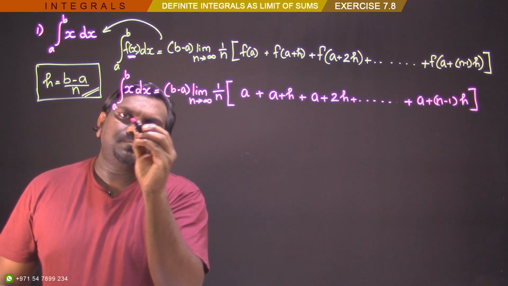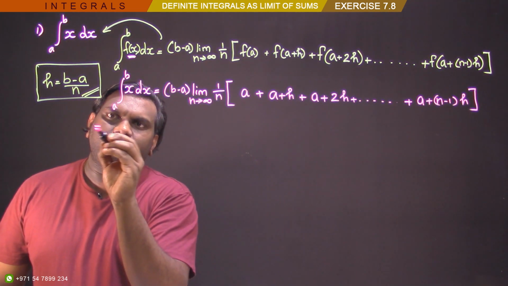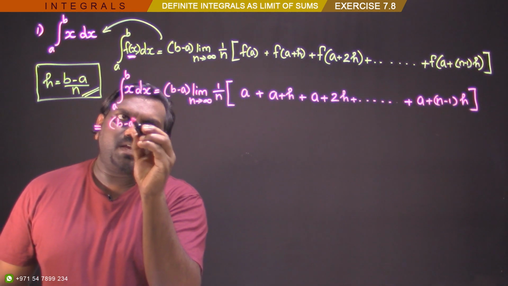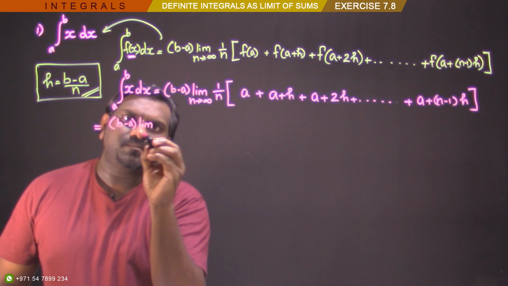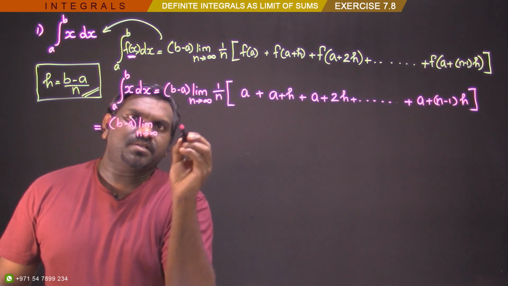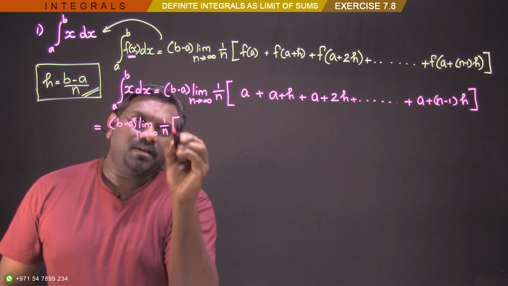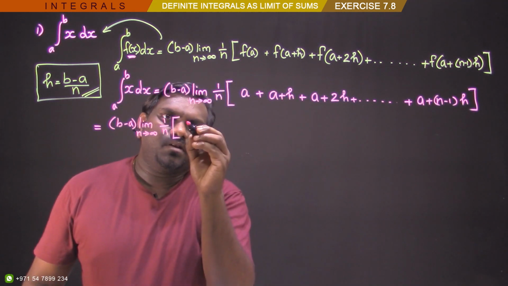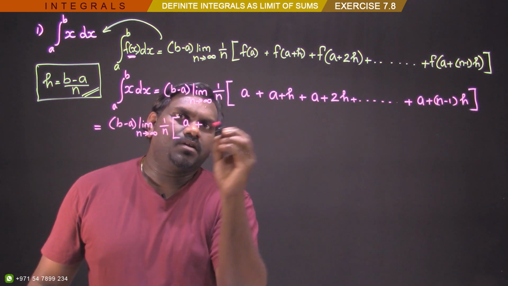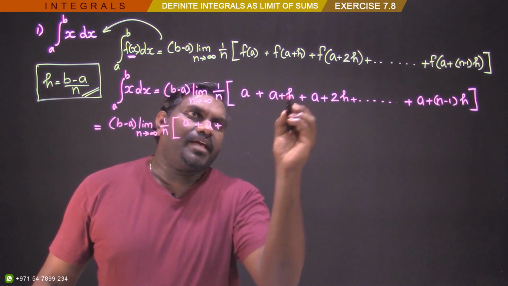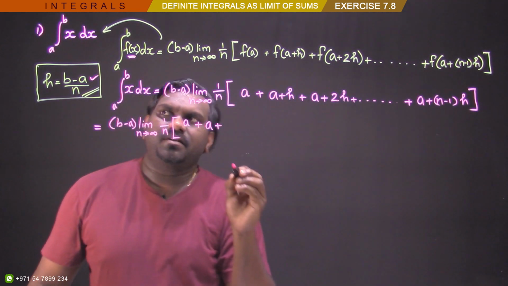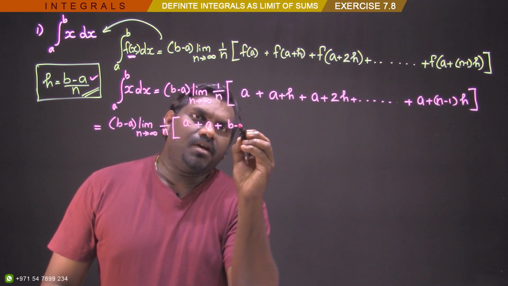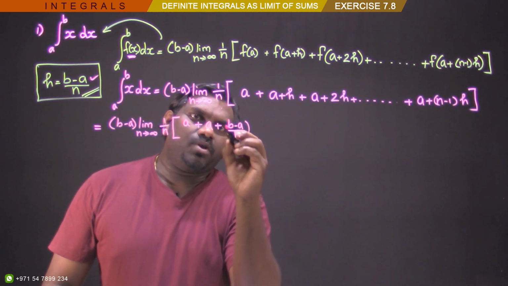That is equal to, what you are getting here? Let this one be there: b minus a, limit n tending to infinity, 1 by n. The next step is to change the value of h. You got here a itself plus h. This is the formula, dear: h is b minus a by n. So b minus a by n is what you have here.